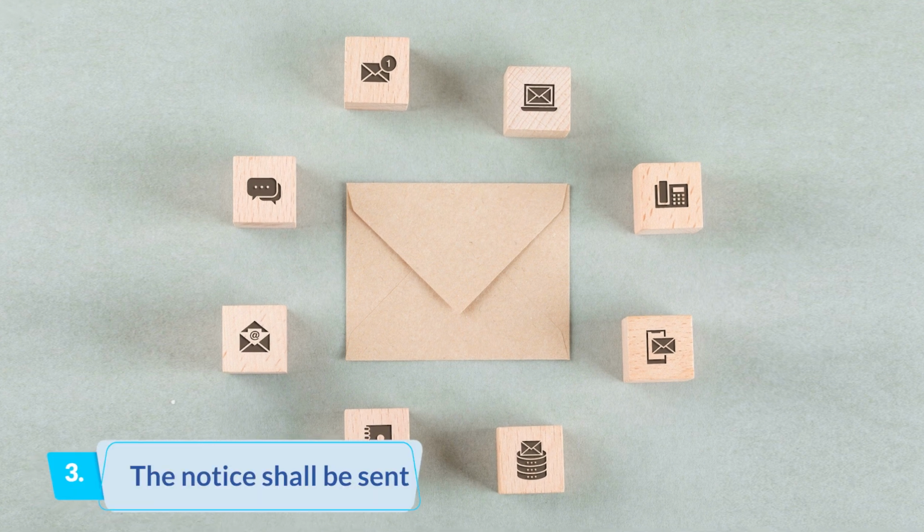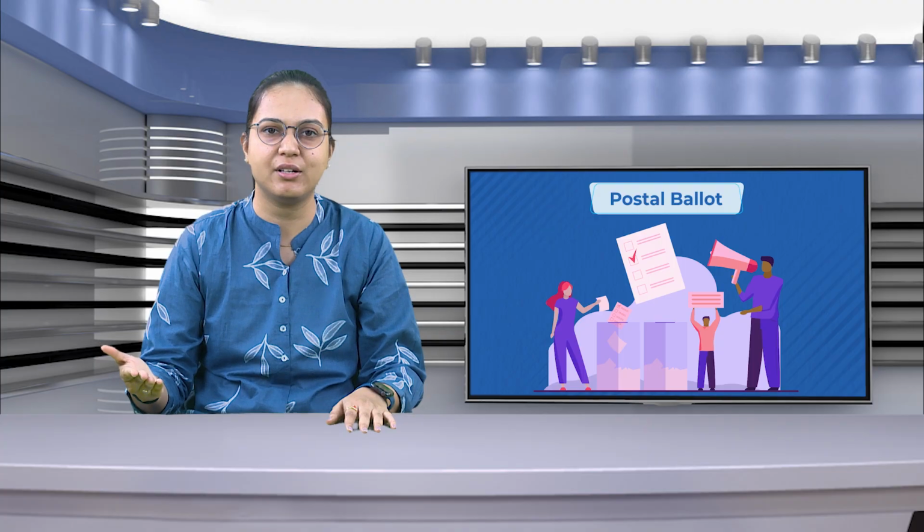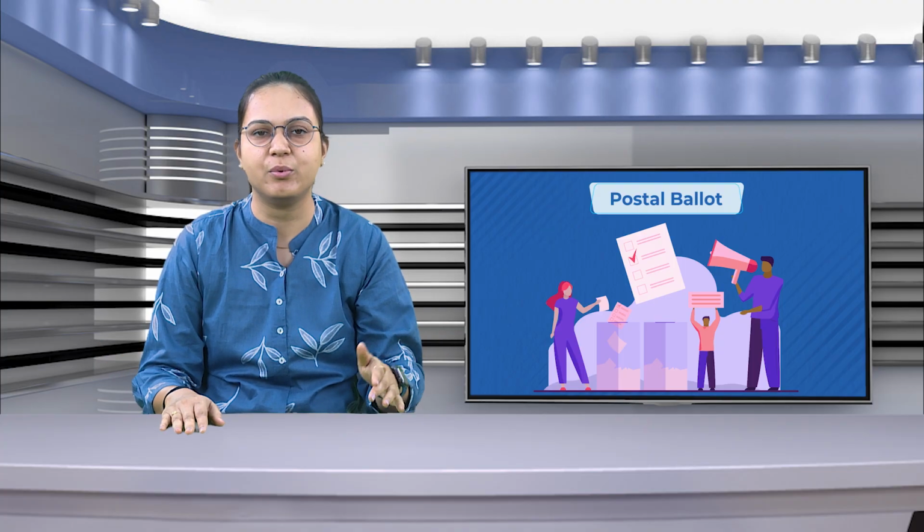Number 3. The notice shall be sent either by registered post or speed post, or through electronic means like registered email ID, or through courier service, for facilitating the communication of the assent or dissent of the shareholder to the resolution within the said period of 30 days, Rule 22, Sub Rule 2.